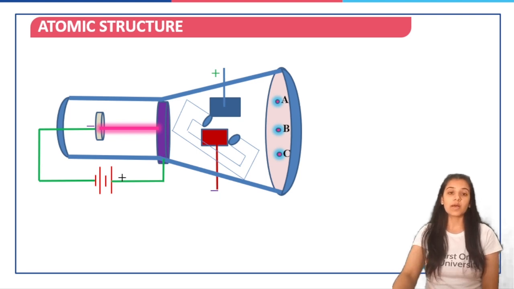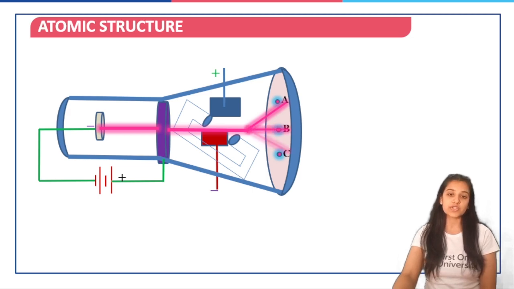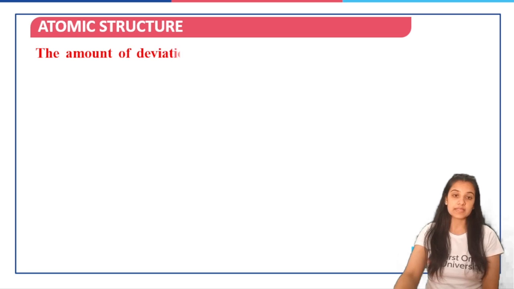Now this was the movement of the cathode ray particles from the cathode towards the anode, and the path you can see of the cathode ray particles is mutually perpendicular to the directions of the electric and magnetic fields. This went on to the phosphorescent screen, passing through these three pores A, B, C.